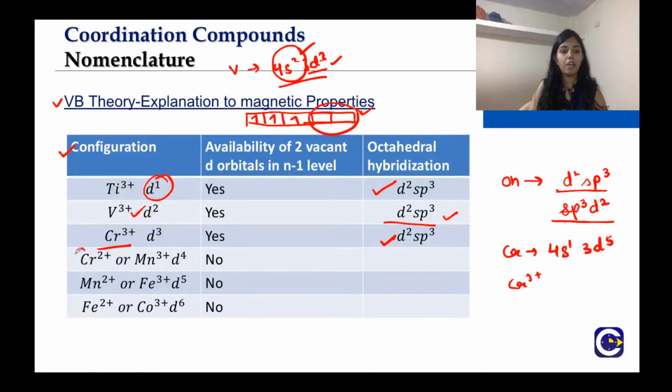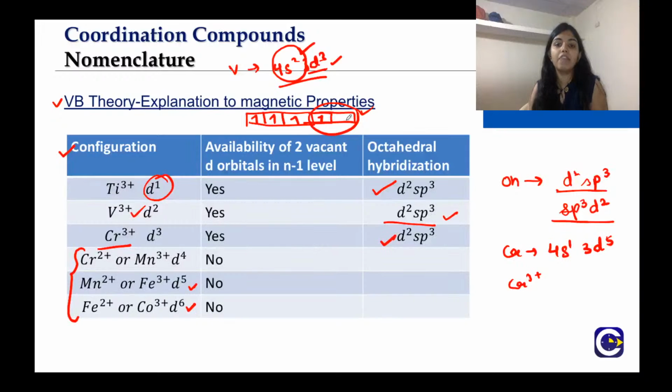Now here comes chromium 2 plus, manganese 2 plus, Fe2 plus and manganese 3 plus, Fe3 plus and cobalt 3 plus. If you look at chromium 2 plus and manganese 3 plus, they have d4 electronic configuration. Now one electron will be present here, so availability of two vacant d orbitals in n-1 will not be there. Either you should have a strong field ligand to pair up these electrons, otherwise they will show sp3d2 hybridization. Similarly in case of d5 and d6 also, as there are no vacant d orbitals in the n-1 level, their hybridization will depend upon the type of ligand that you are using, right?